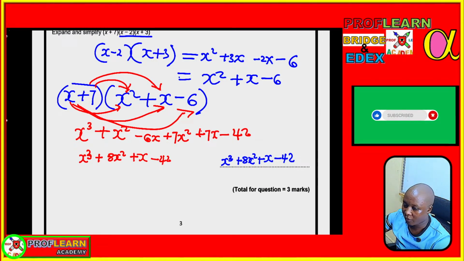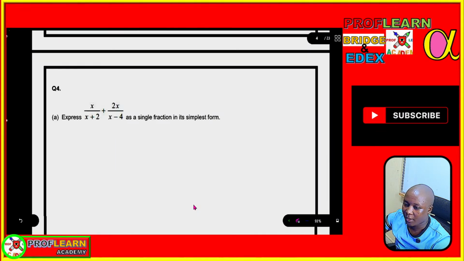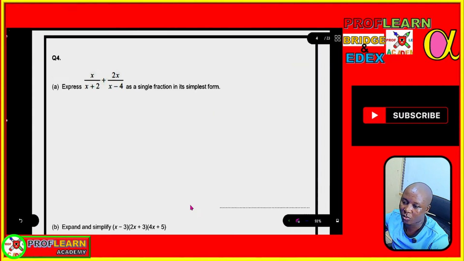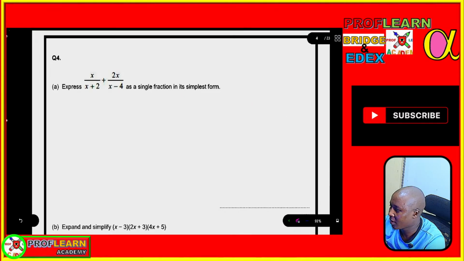All right, so moving to the next bit. The next question is how to express algebraic fractions as single fractions. This is another area that is green and probably can be tested, and you really need to know how to work that out. We are going to express that as a single fraction.